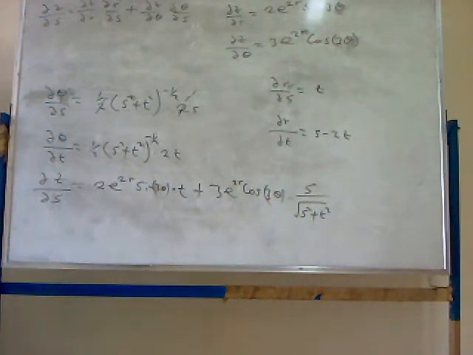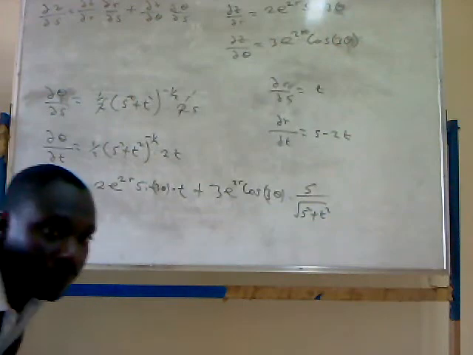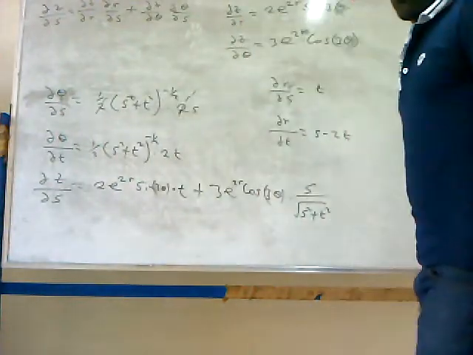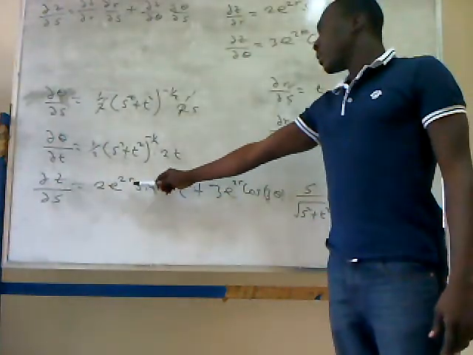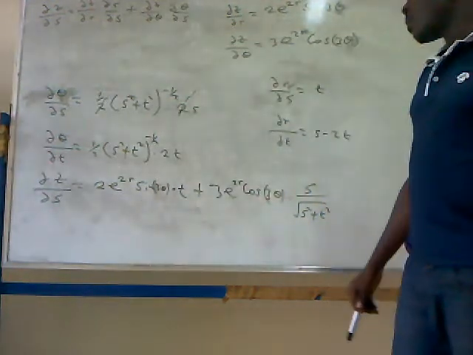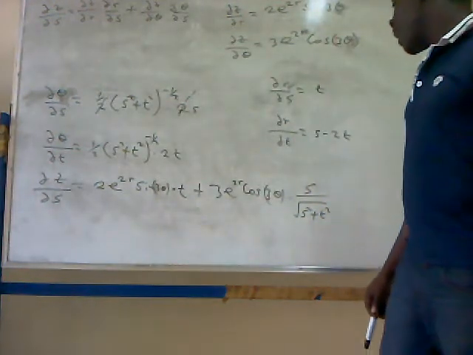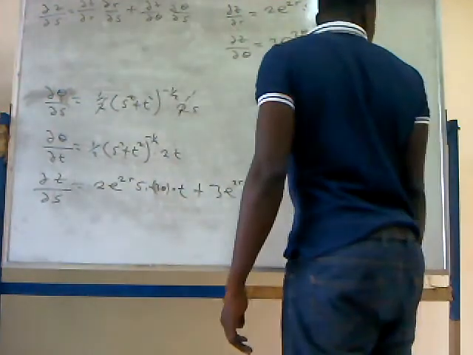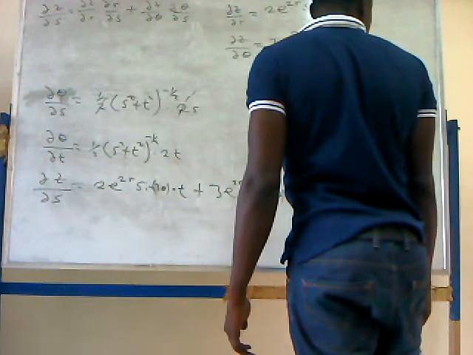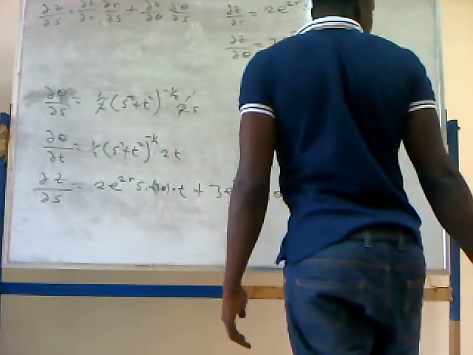We have that. Okay, now we can go ahead and simplify. We can simplify, right? And we can replace r and theta by something.